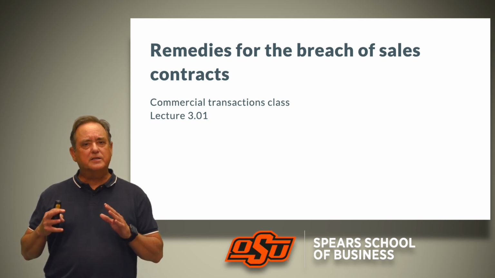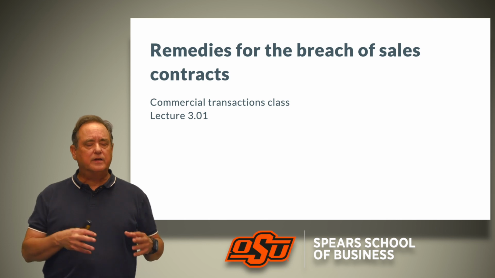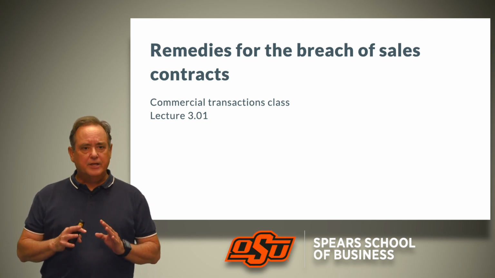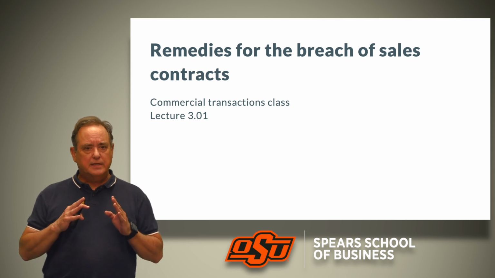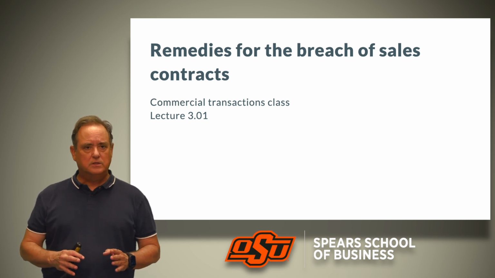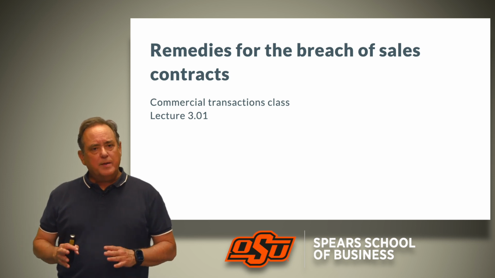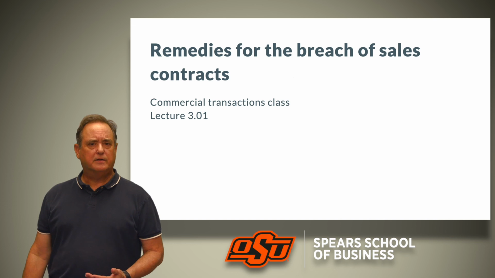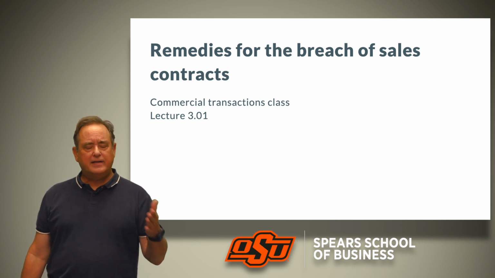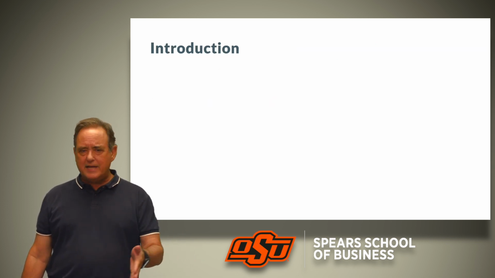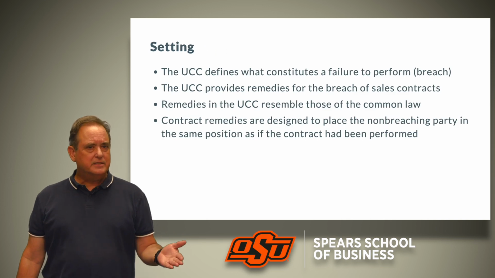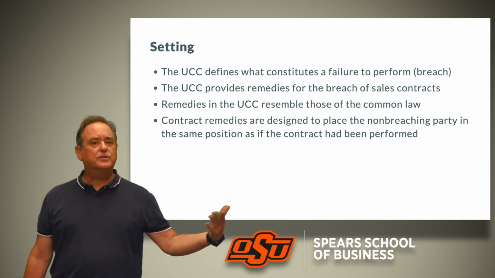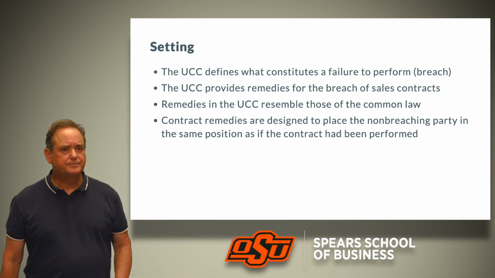Why do I say that? Because remedies are what give the contract meaning. Meaning, it's one thing to say, you must do this, you must tender conforming goods, but we must have a remedy in the event you fail to tender conforming goods. And if I don't have that remedy, then the obligation to deliver conforming goods is meaningless, right? So we have to have the remedy to give the contract meaning.